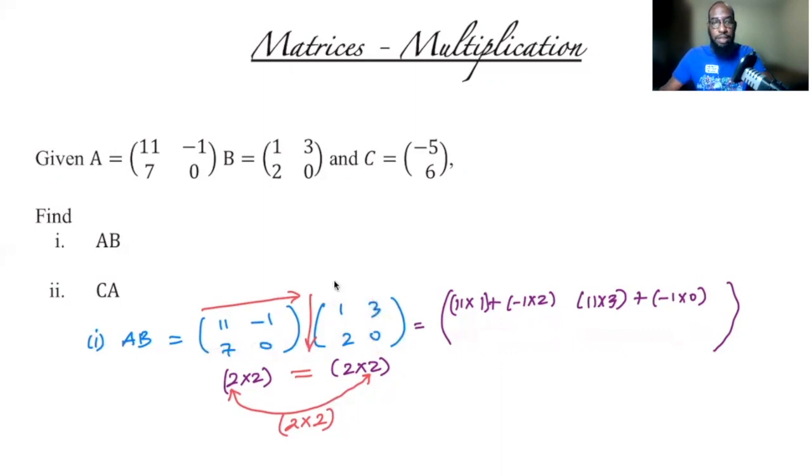So row by column, first with first, second with second. So we have 7 by 1, always plus, 0 by 2. Right, so the first in the row is 7, the first in the column is 1. The second in the row is 0, the second in the column is 2. 7 by 1 plus 0 by 2. Right, we have that here.